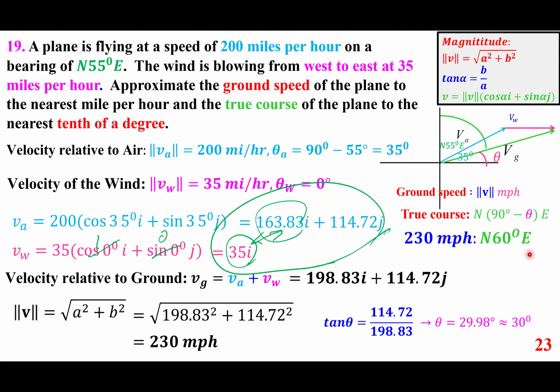So originally, as you can see, it's going north 55 degrees east. The wind, in essence, changes the speed. So 200 miles becomes larger because it's going almost in the same direction. So larger speed and a different true course.